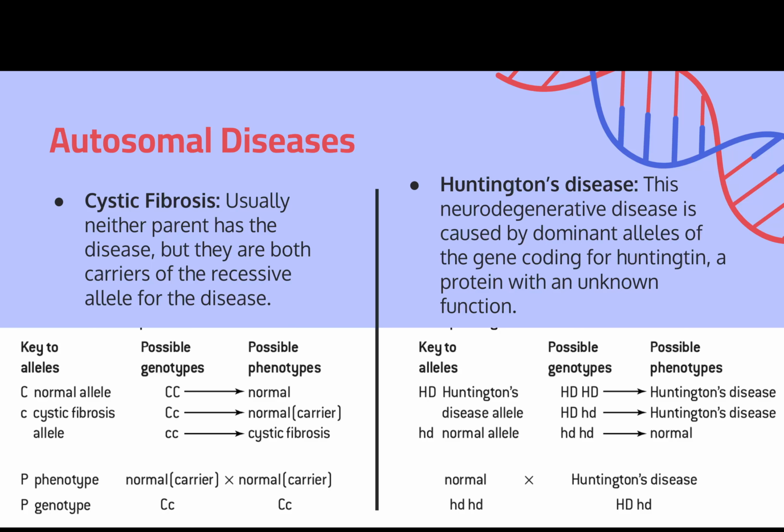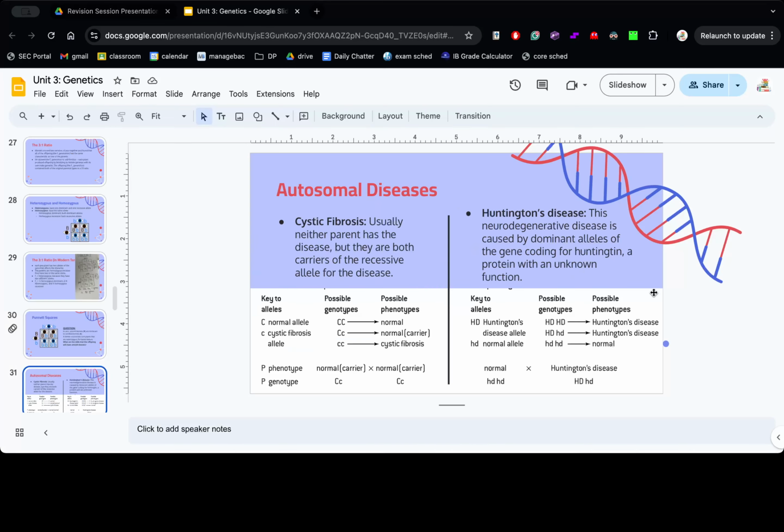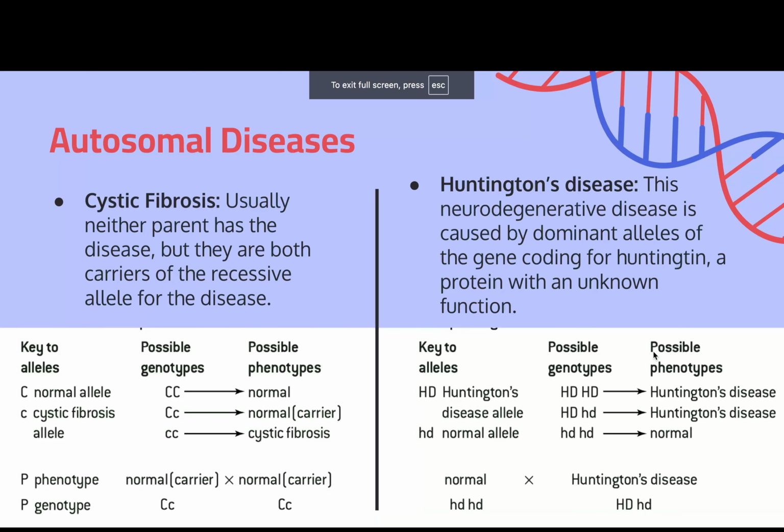Anyway, now we're going to talk about autosomal diseases. Okay, so autosomal diseases. The two examples of autosomal diseases that we need to know are cystic fibrosis and Huntington's disease. Now, when cystic fibrosis happens, usually neither parent will have the disease, but they'll both be carriers of the recessive allele for the disease because it's an autosomal recessive disease.